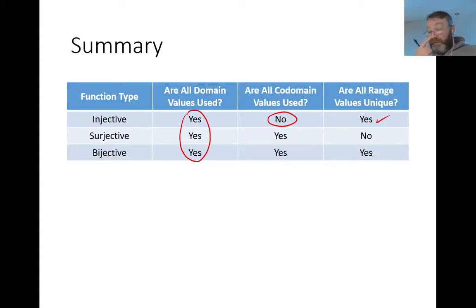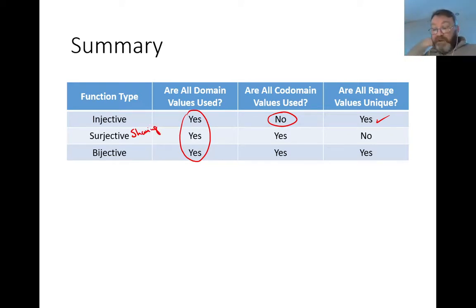What about surjective? Again, all the elements in your domain are used. All the elements of your codomain are used, but there are elements in the codomain that could be shared between 2 or more values in your domain. So we're looking for surjectivity. We're looking for presence of sharing. Okay, that's the key thing.